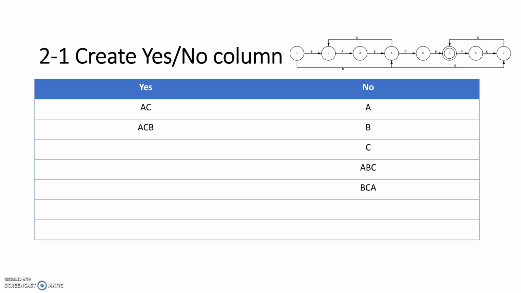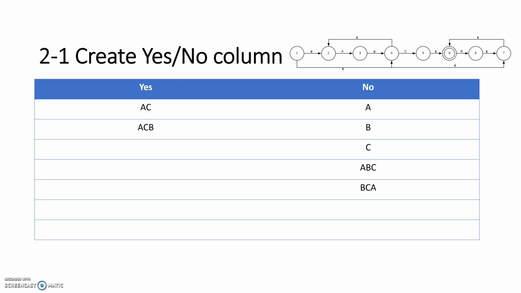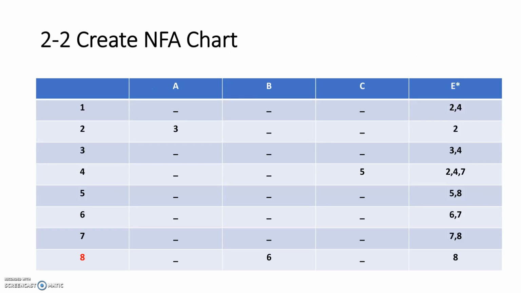Okay, here's the rest of them. The second step is to create a small chart. This is basically taking all the information out of the NFA and writing it out in grid format. The same with the yes or no column. It is the same with this one, but it's just kind of a good format.